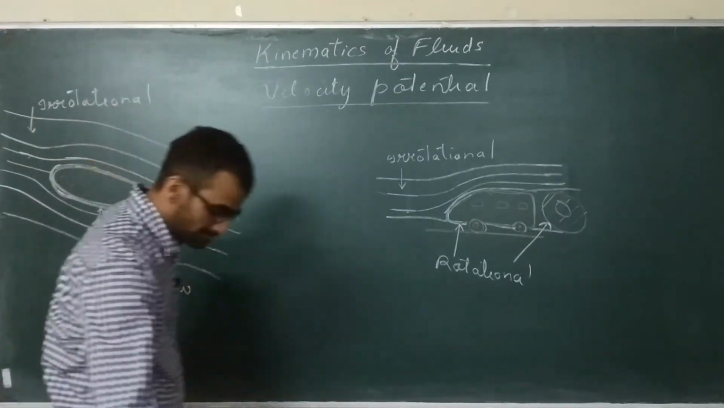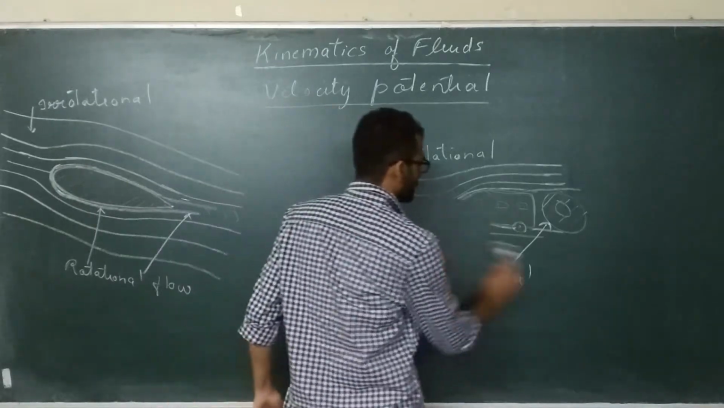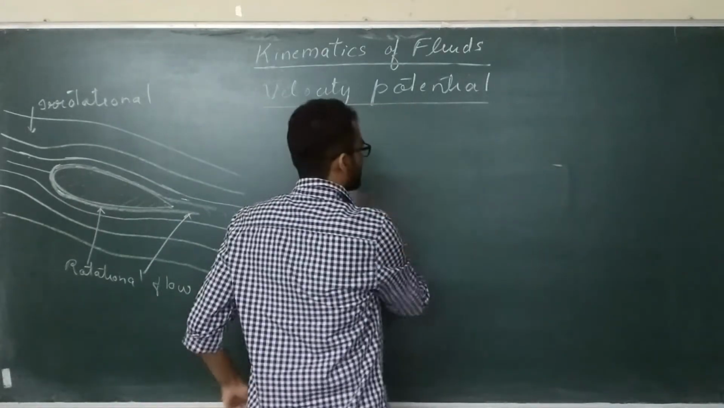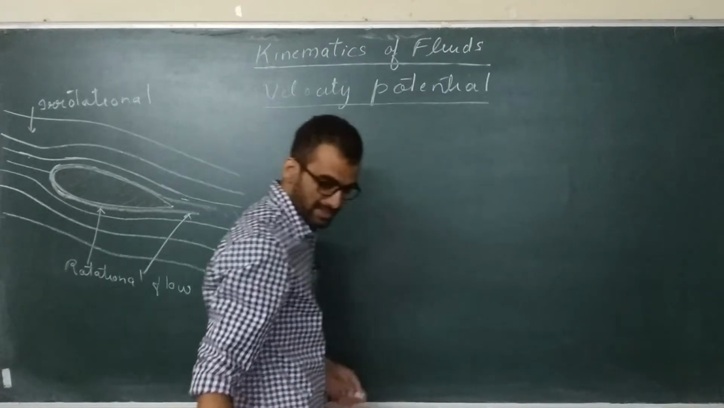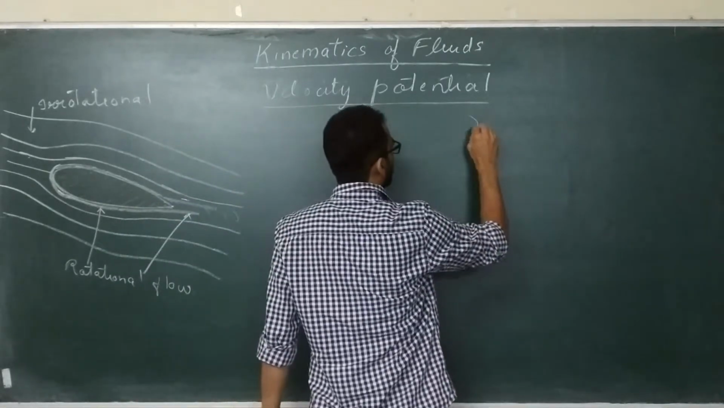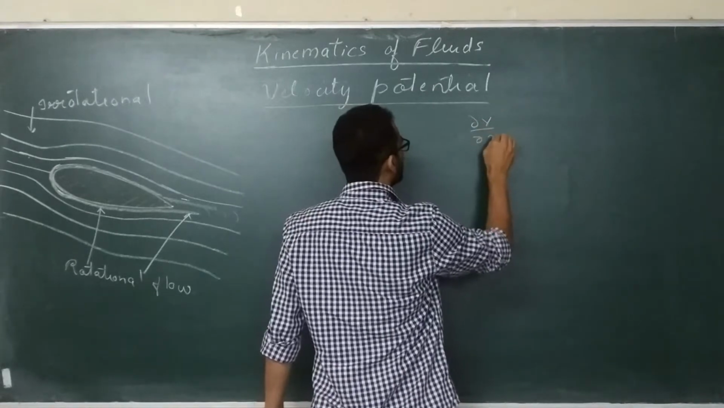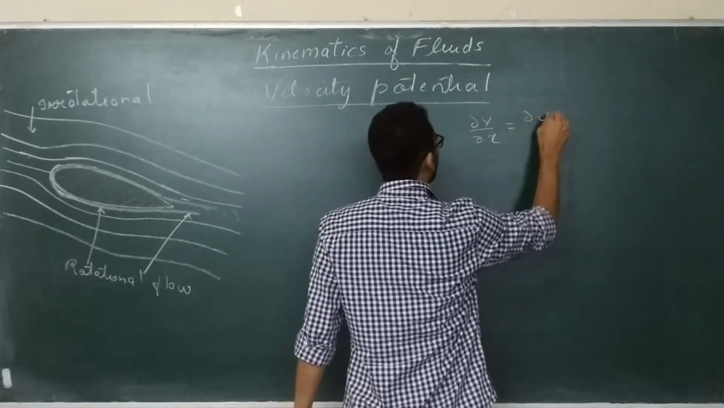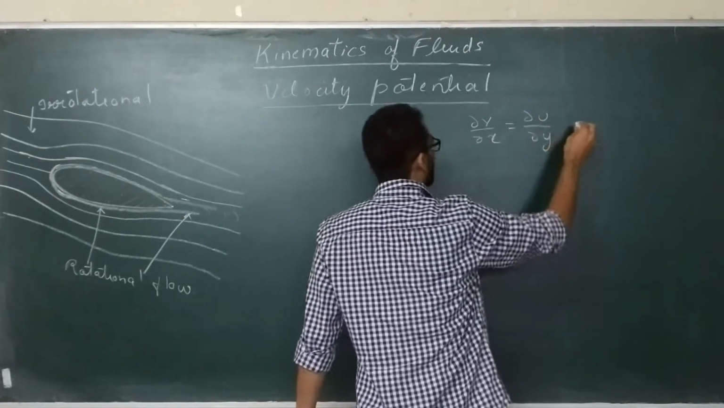Alright, now we will try to see what this velocity potential is. Mathematically, for irrotational flow, what do we have? Del v by del x equals del u by del y for irrotational flow.